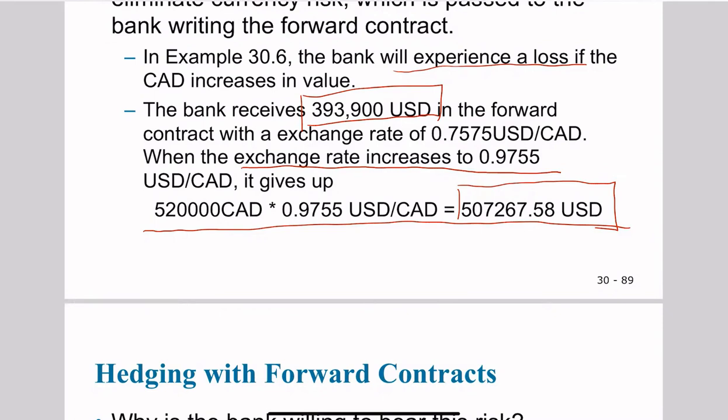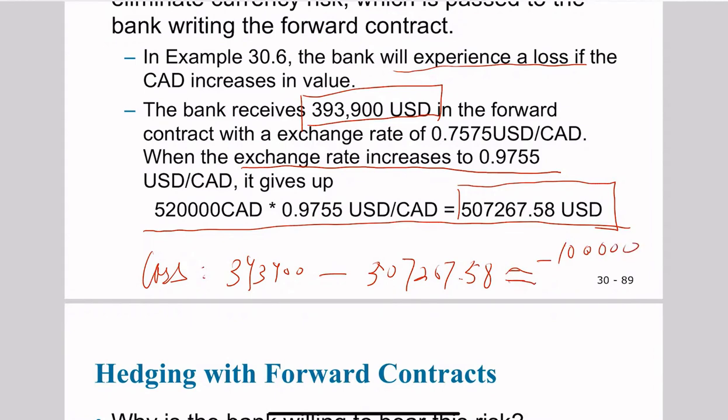So what you can see here is, after 1 year, on the delivery date, Whole Foods will give the bank almost 400,000 US dollars, and the bank will give Whole Foods about 520,000 Canadian dollars, whose value is almost 500,000 US dollars, right? So you can see that the bank suffers a loss, and the loss of the bank is the amount it receives minus the amount it gives out. Of course, both of these two numbers are in US dollars. So it's almost a loss of $100,000, right?